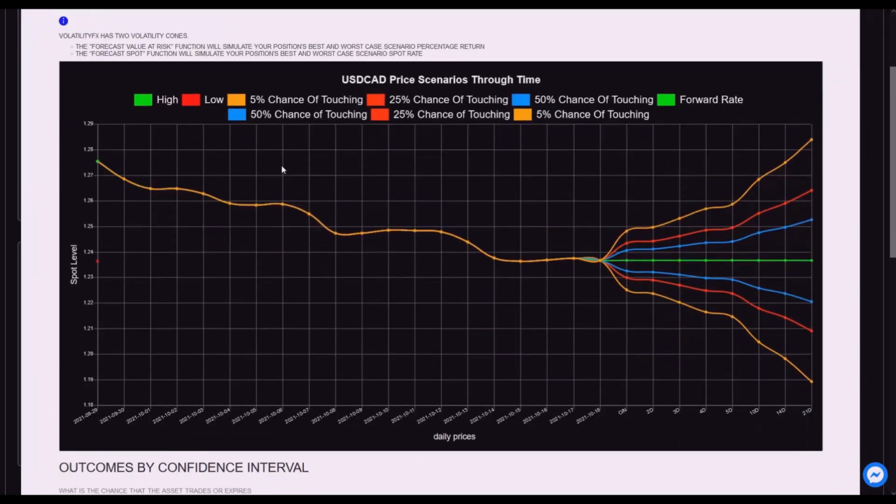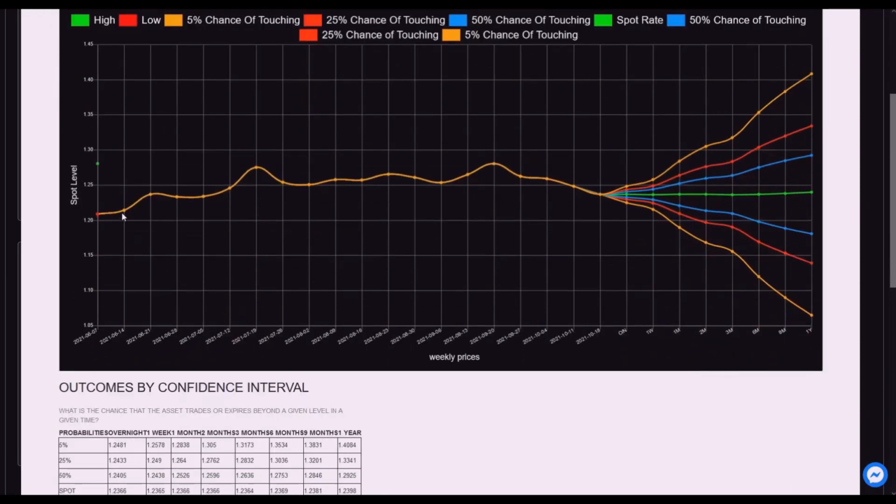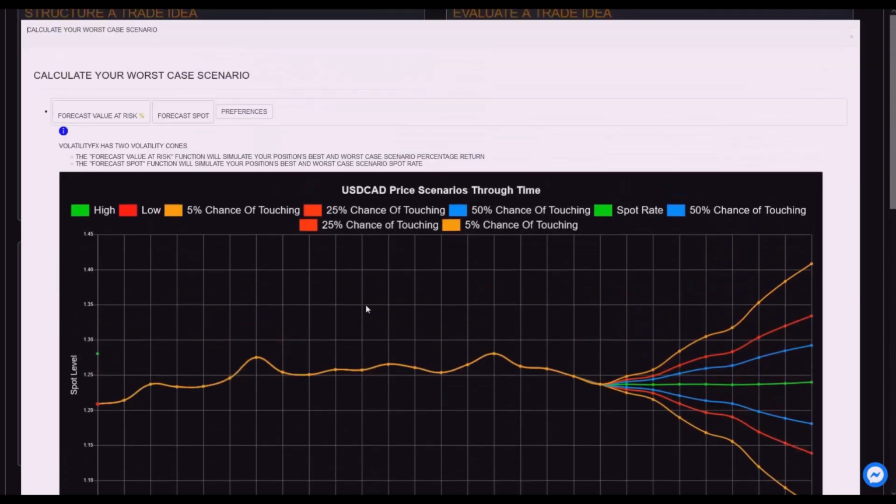In this example, we have a 20-week look-back period in order to see our high and low over the past 20 weeks, and then a 1-year extrapolation period to find our best and worst case scenario up to 1 year out. We can look intraday, we can look at a medium term over the next 21 days, or we can look out all the way up to 1 year.